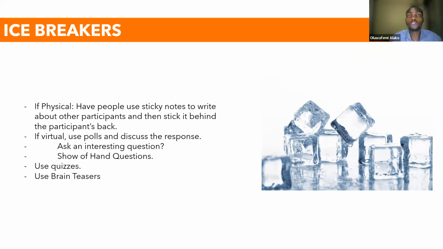Of course, peradventure, your participants know themselves before now. Then you can ask each participant to write something about another participant on the sticky notes. Afterwards, ask them to stick it behind the person they wrote about. So, for example, let me look at the people on the call now. I have Ajoke on the call. I write something about Ajoke, and I stick what I've written at the back of Ajoke. When everybody is done writing, you ask another person to read out what they have written about you.